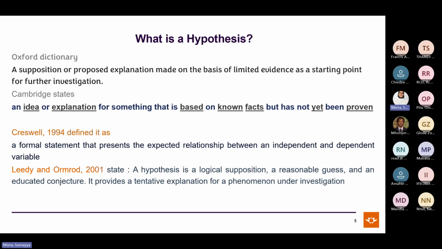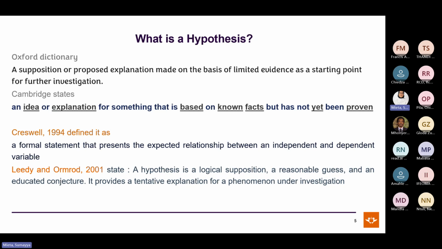Cambridge states that it is an idea, an explanation for something that is based on known facts, but has not yet been proven. So it's based on something that we know. Yes, this exists, but where is the proof for that fact? And that is what a hypothesis is, according to Cambridge.